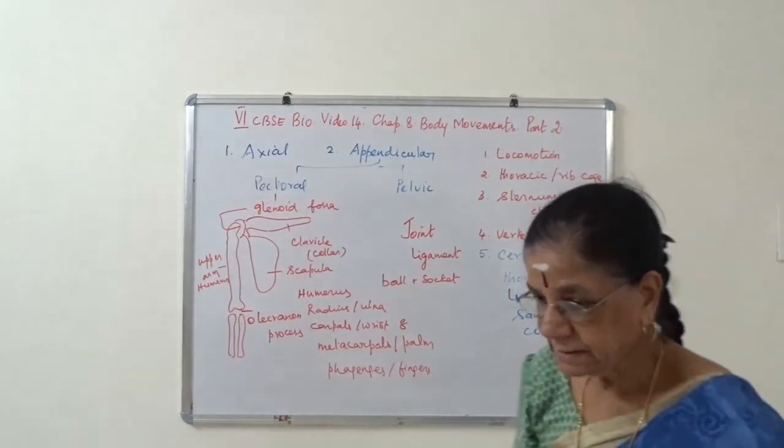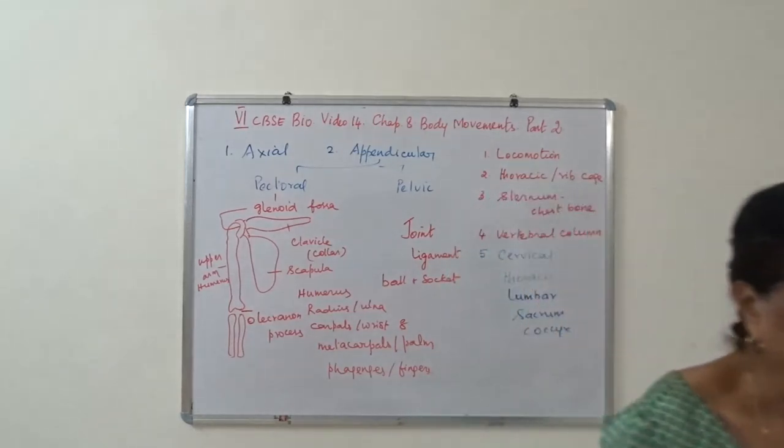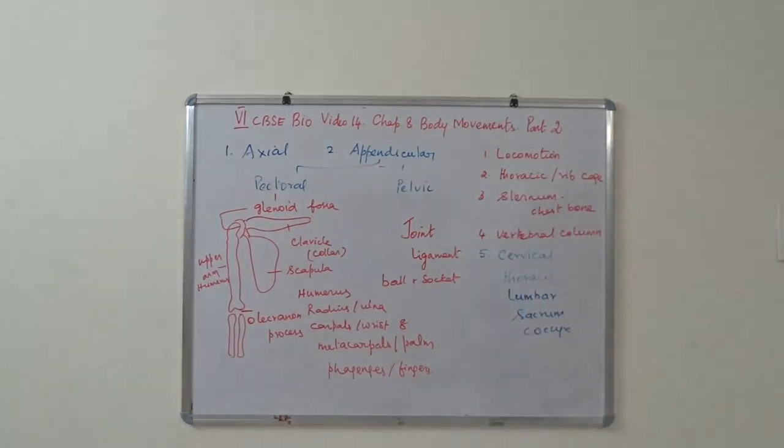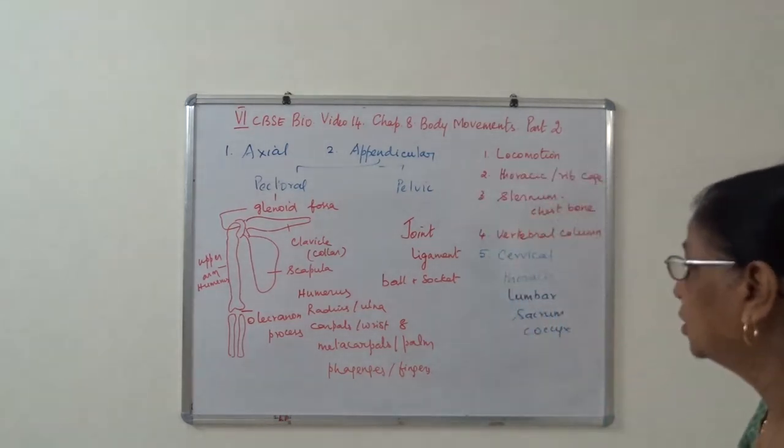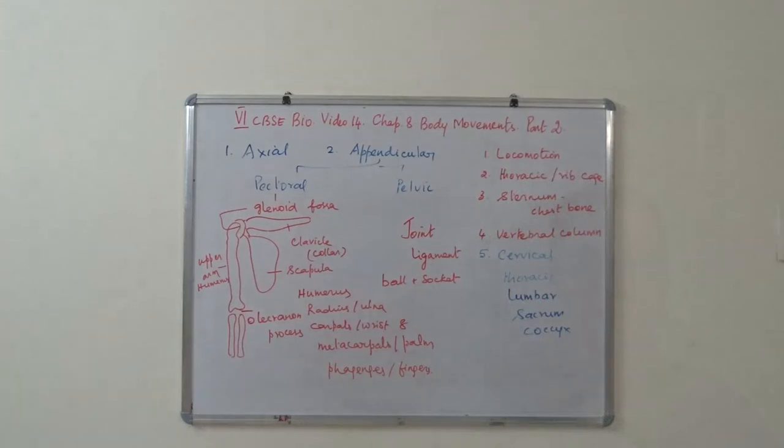So what are the technical terms we have learned? You have to learn the spelling. We are going slowly in 6th standard, so to study slowly you should know the spelling. I hope you follow. The terms are: pectoral girdle, glenoid fossa, clavicle, scapula, humerus, radius and ulna, carpals or wrist.